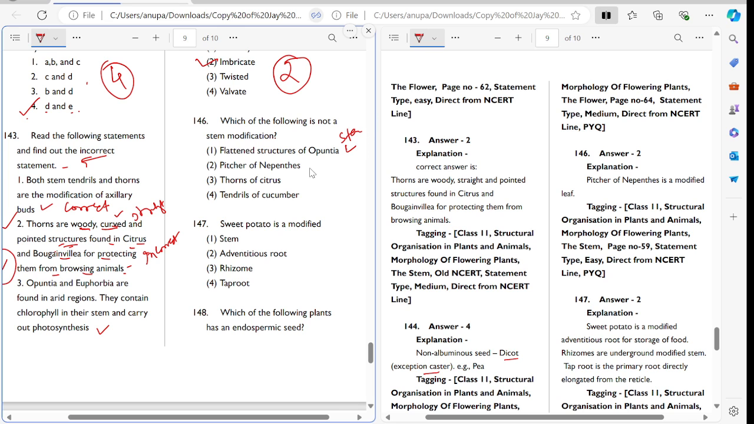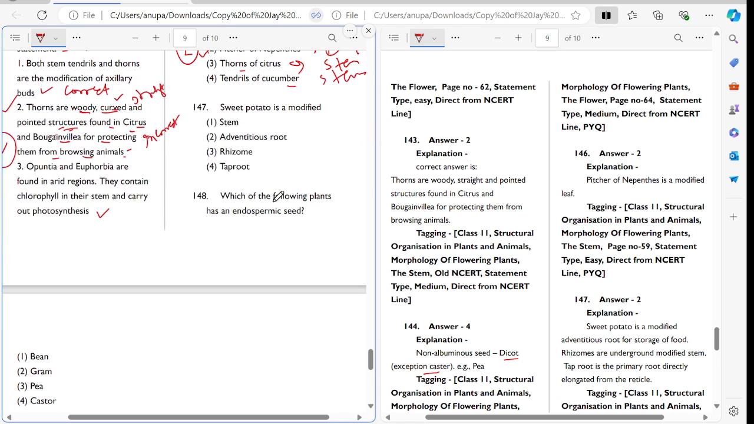Next option is picture of Nepenthes. So the picture of Nepenthes is not a stem modification, it is a leaf modification. So it should be our answer, option number 2. Now let's read the other option 3, thorns of citrus. Thorns are also a modification of stem. Fourth is tendrils of cucumber. It is also a stem modification. So the answer for this question will be option number 2, picture of Nepenthes, which is not a stem modification.